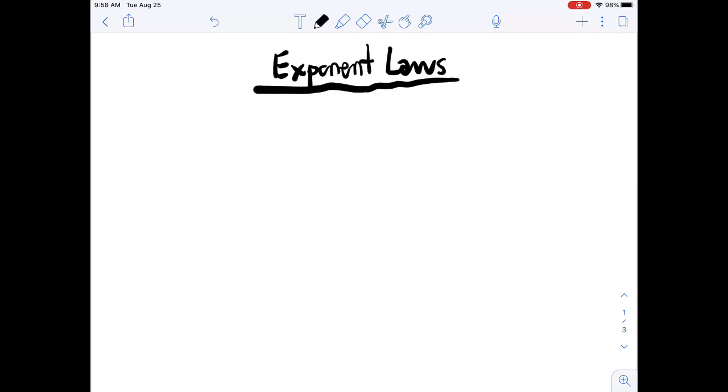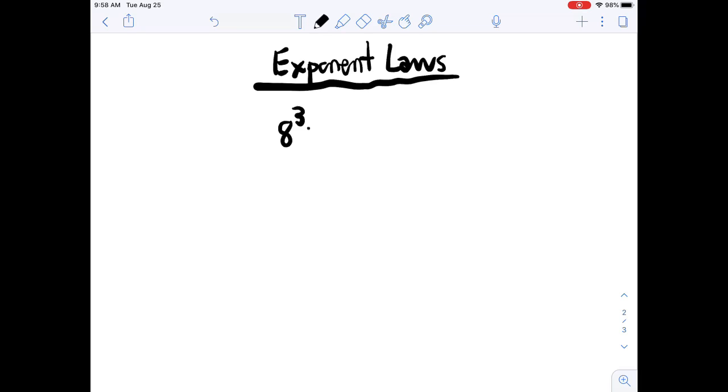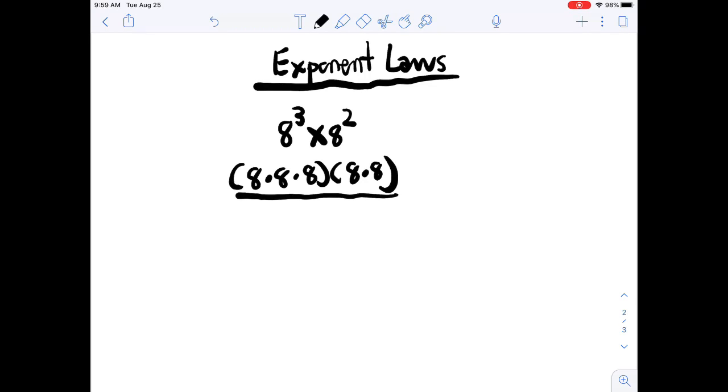Now I will show you the 5 exponent laws. We're going to start with the first one. Let's say we have to multiply 8 to the power of 3 and 8 to the power of 2. And this is what it really looks like in repeated multiplication. As you can see, we are multiplying 8 5 times.